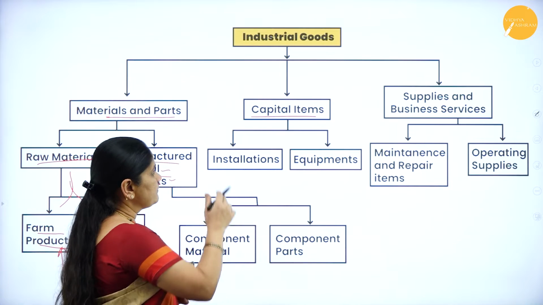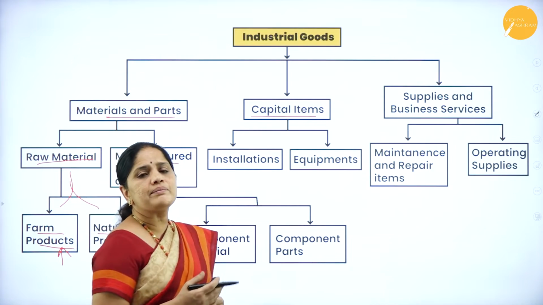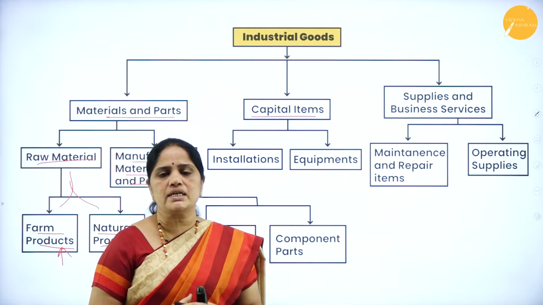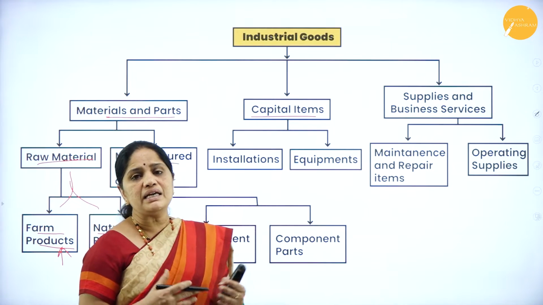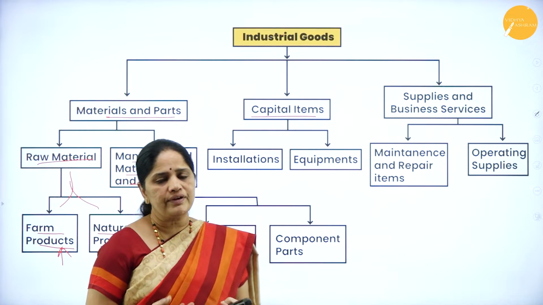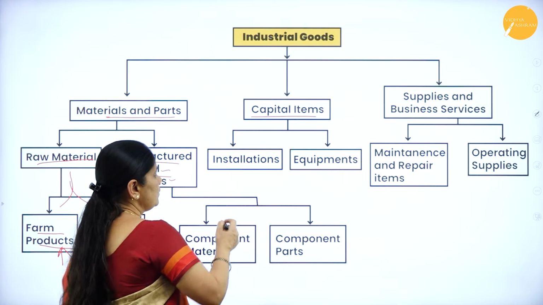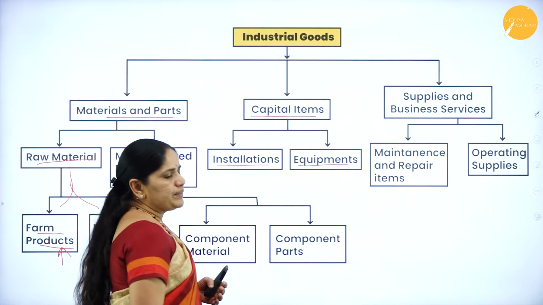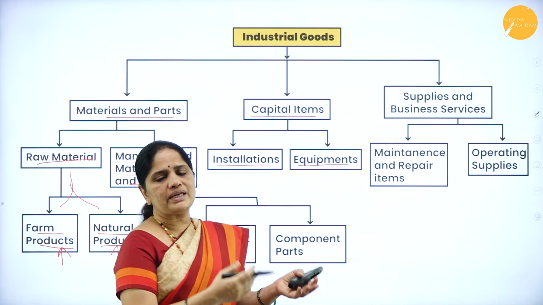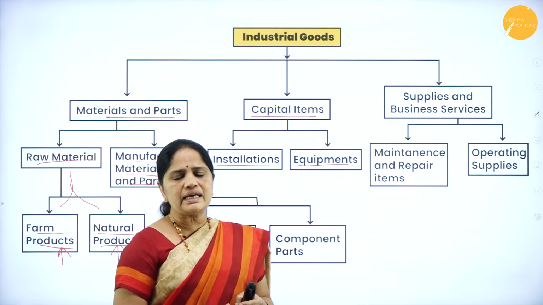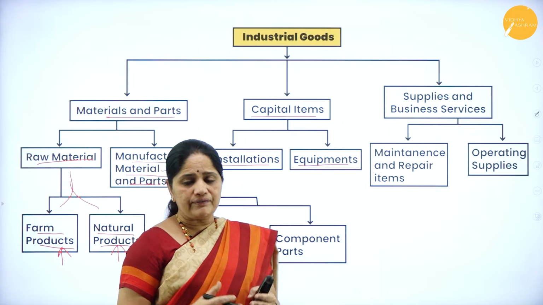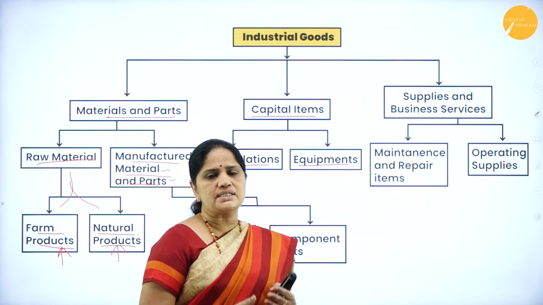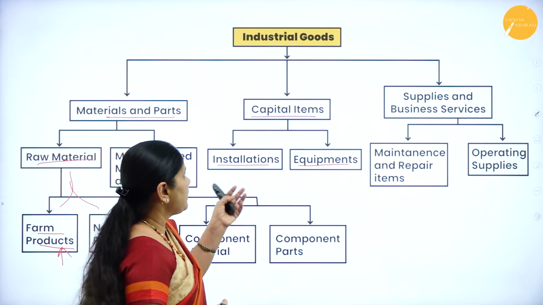Then next we have the capital items. Now, what do we mean by capital items? These refer to the fixed capital which is used in a manufacturing concern. It may be huge machinery or furniture and fixtures, etc. In this capital we have installations and equipments. A machinery which has been ordered has to come and has to be installed. And then we also have equipments wherein we make use of these equipments to run the machines. So these are considered as the capital items.